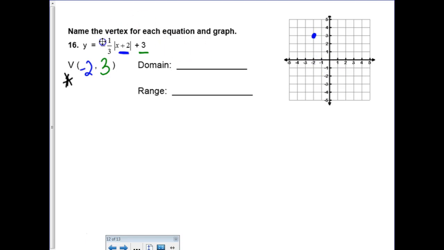And then your a value tells you 2 things. It tells you the slope of each branch, but you remember it's absolute value, so one slope is positive 1/3 and one slope is negative 1/3. But since the a value is negative, that means your absolute value is going to be upside down. It's going to be reflected. So you're going to be going ahead and plotting, let's see, down 1, right 3, and down 1, left 3.